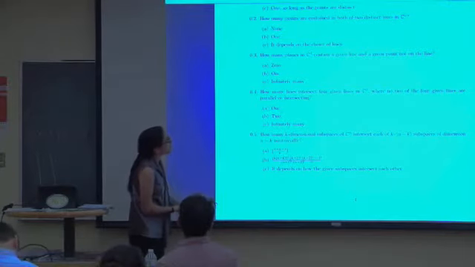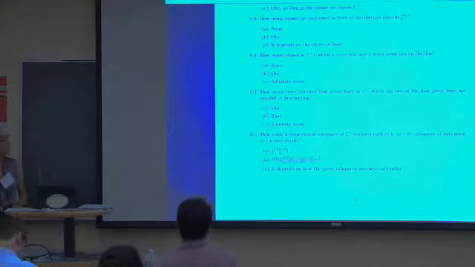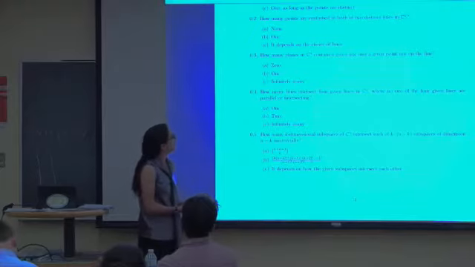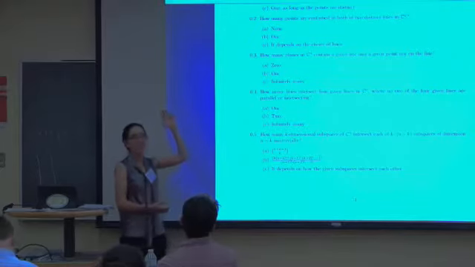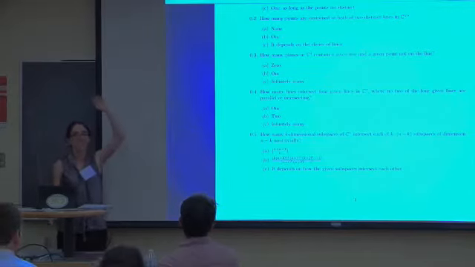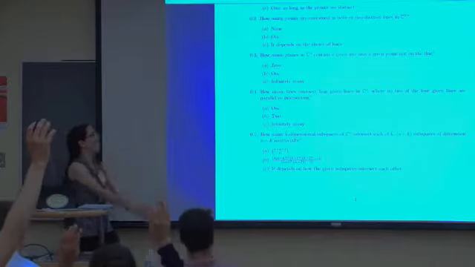Let's go on to problem 4. How many lines intersect 4 given lines in C3 where no 2 of the 4 given lines are parallel or intersecting? Okay, how many think it's A? How many think it's B? And how many think it's C? How many people have no idea? Raise both hands. All right, cool.